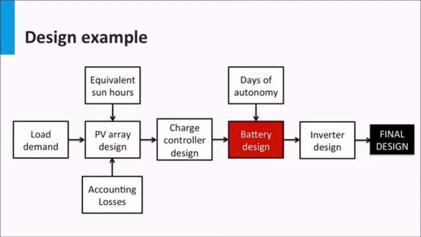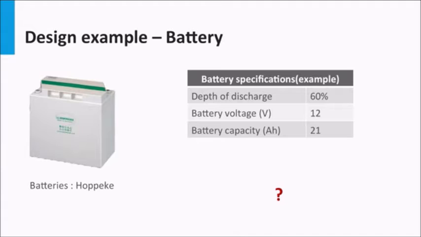Now, let's move on to the battery design. The battery size is greatly affected by the days of autonomous operation expected from the system. A single battery is given with the specifications as shown. The depth of discharge, or the DOD, is the depth until which the battery can be effectively used. We must now choose how the battery bank must be configured. That is, how many batteries of the given specification should be there in the battery bank, and how should they be interconnected.